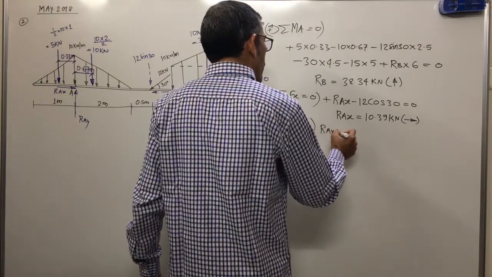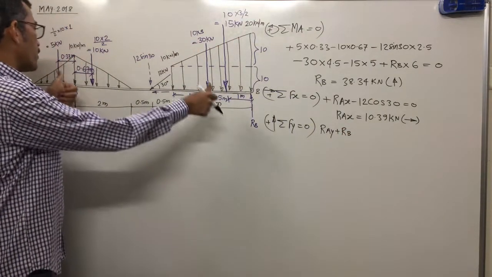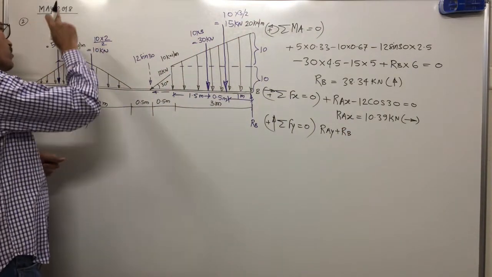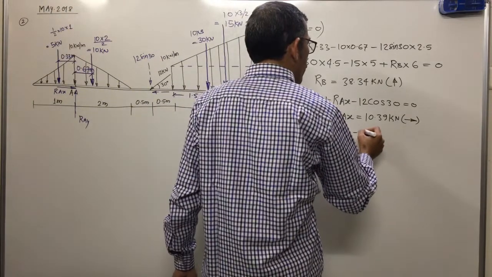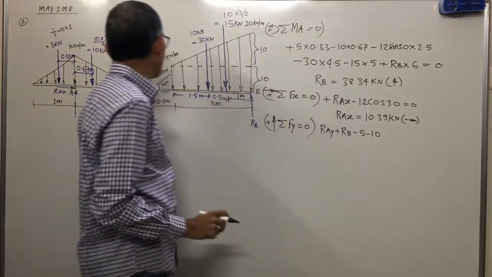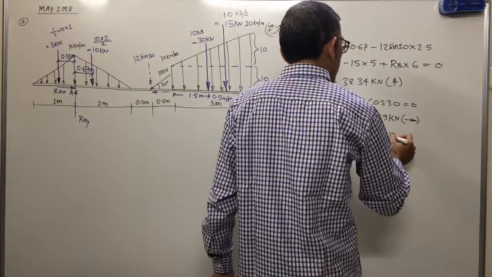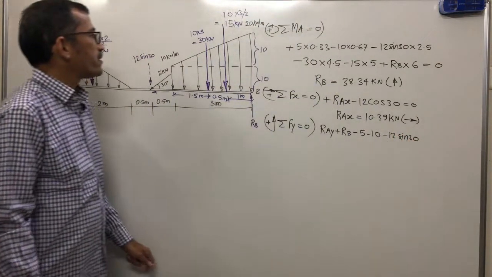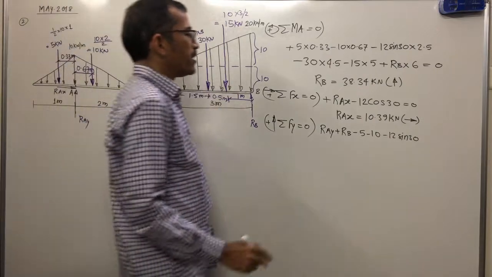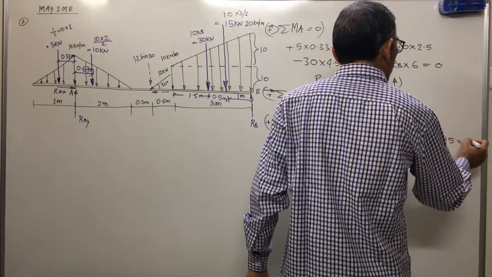RAY and RB upward. 5 downward, 10 downward. Minus 5, minus 10 downward, negative. 12 sin 30 downward, minus 12 sin 30. Sin 30 is half, so you can take 6, 30 downward, 15 downward. Minus 30, minus 15 equal to 0.